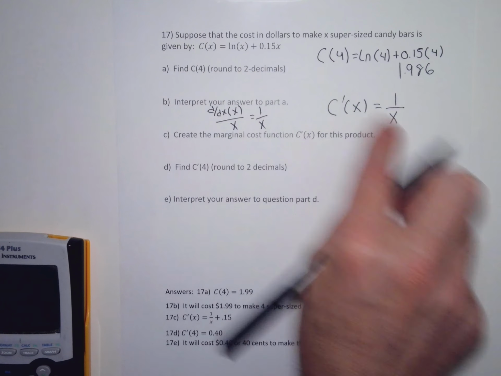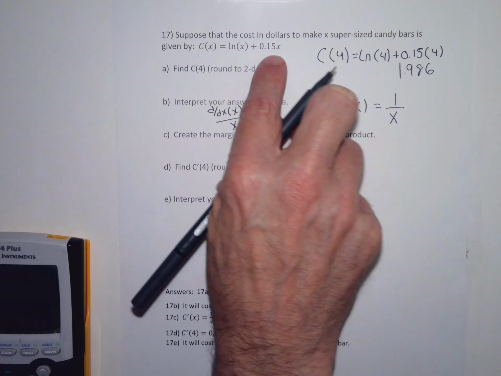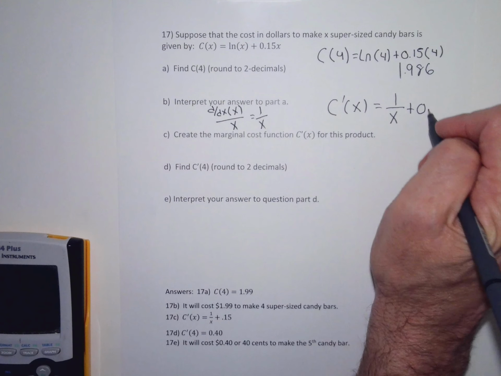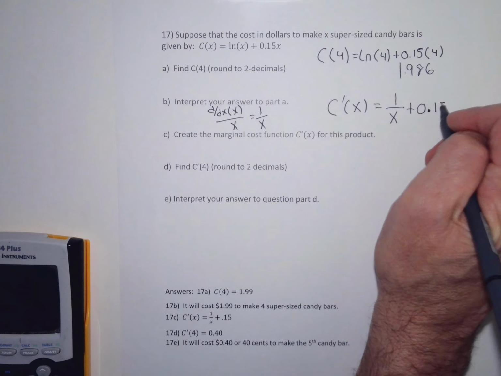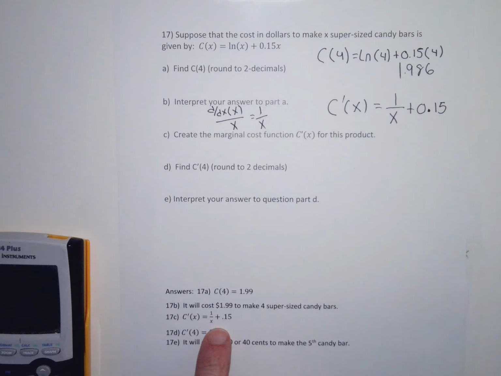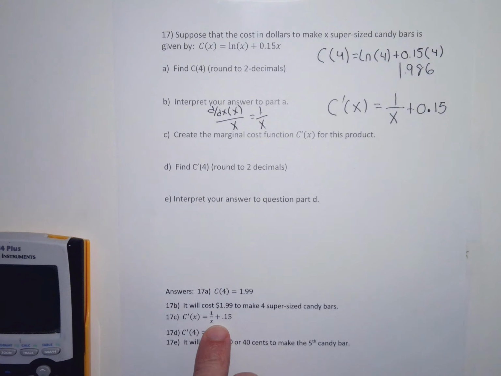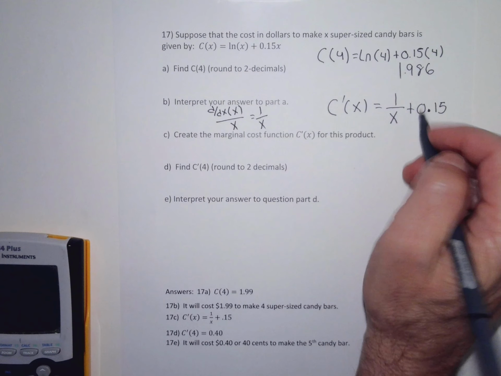So the derivative of ln of x is 1 over x, and the derivative of 0.15x is just the coefficient of 0.15, because that's a first power term. Its derivative is its coefficient. So this is the derivative for part C. I don't need to write the 0 to the left of the decimal, but I can. It's just kind of a matter of preference. So that's the answer to part C.